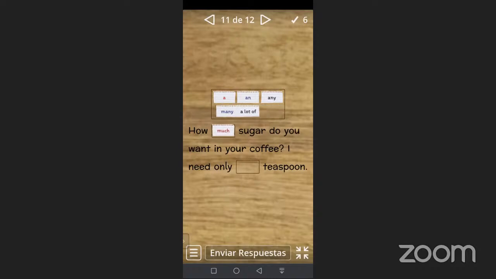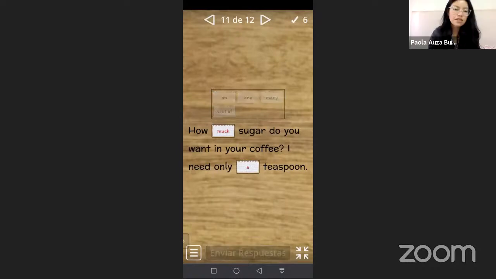How much sugar do you want in your coffee? All right, I need only a teaspoon. Nice. Let's see. Excellent. Great job.